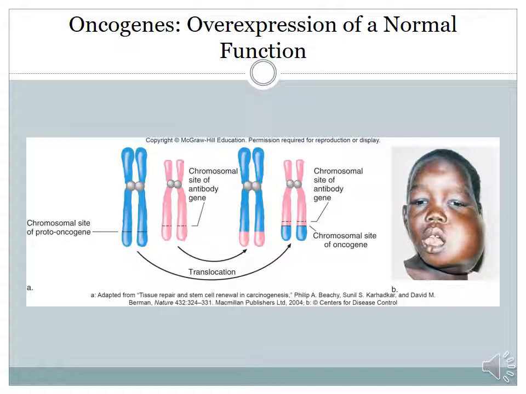In Burkitt's lymphoma, a proto-oncogene on chromosome 8 moves to chromosome 14 next to a highly expressed antibody gene. Overexpression of the translocated proto-oncogene, now an oncogene, triggers the molecular and cellular changes of cancer. In B, you see a child who has Burkitt's lymphoma, which typically affects the jaw.